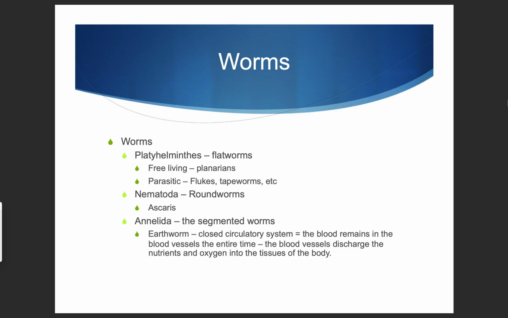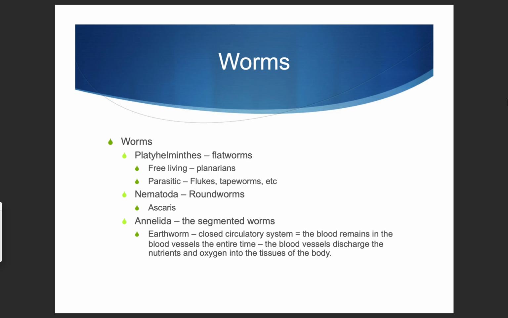Three different types of worms, right? I'm not going to try and pronounce all these, but platyhelminthes, right? These are the flatworms. Free living, meaning that they can live on their own. These are planarians, and then parasitic are flukes, tapeworms, etc. So sometimes you have this kind of flatworm living in your stomach. Okay, that's not a good thing. If that's the case, you need to go to the doctor. But flatworms, it's actually a pretty disgusting problem to have.